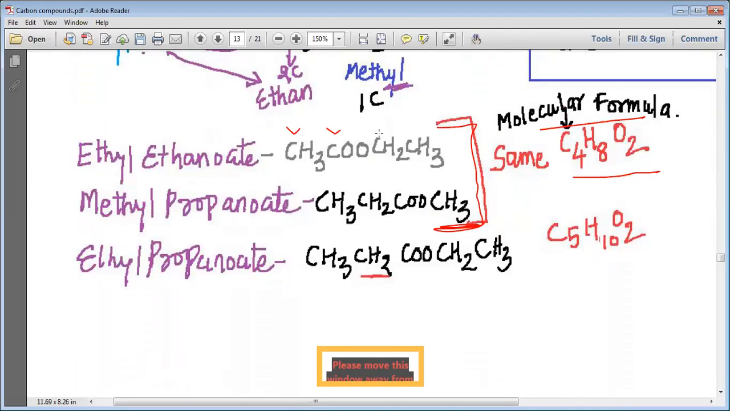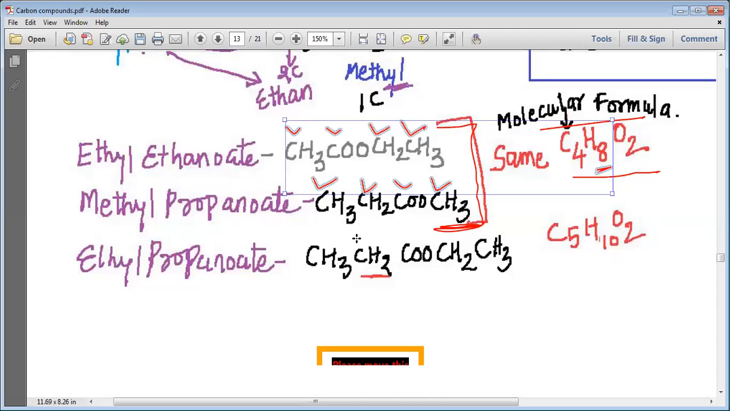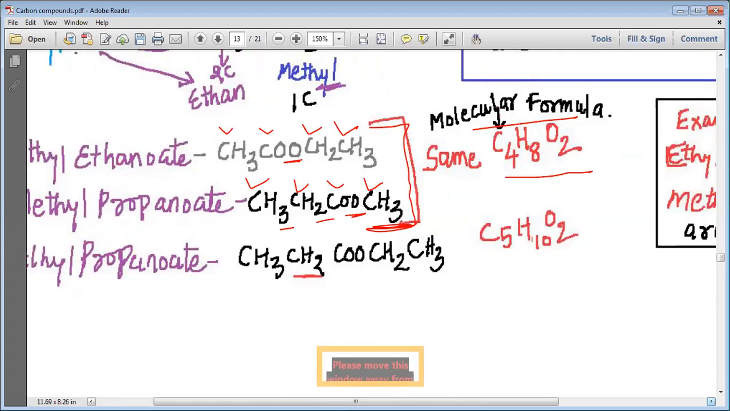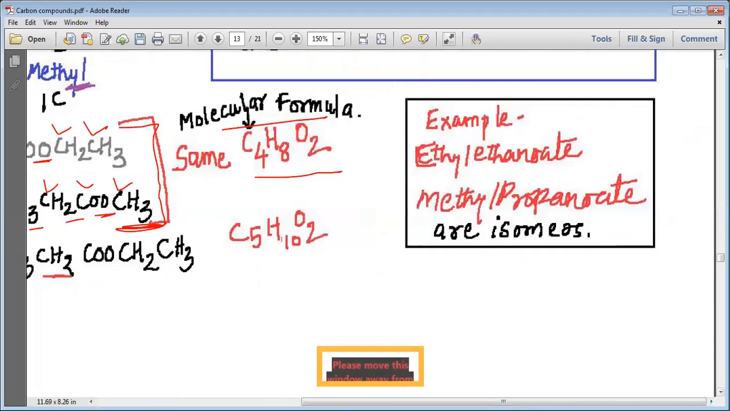You can see they both have 4 carbon, 1, 2, 3, 4 carbon. Here also 1, 2, 3, 4 carbon. Now if we count the number of hydrogen, we find 3 plus 2, 5 plus 3, 8. Here even we can see that we have 3 plus 2, 5 plus 3, 8. And 2 oxygen you can see here in the COO form. So both these compounds have the same molecular formula, but you can see that they have different structures. So let us study those compounds which have the same formula but different structures. Let us look at them.